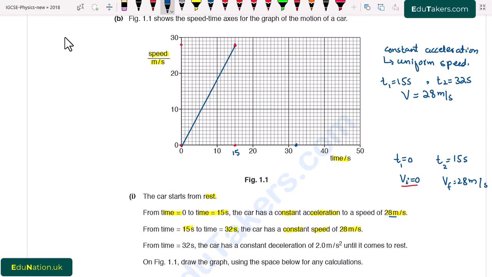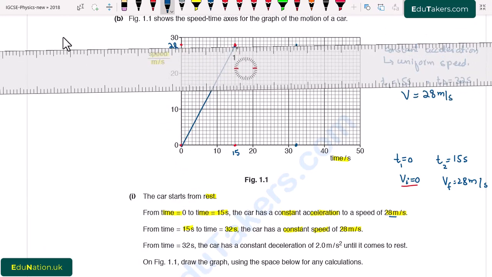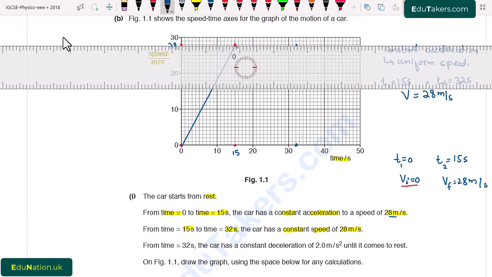It means that from this point to this point, that is 28 meter per second. So 28 is at this point. I have to join this and these 2 points. So it will be a straight line that is parallel to time axis.